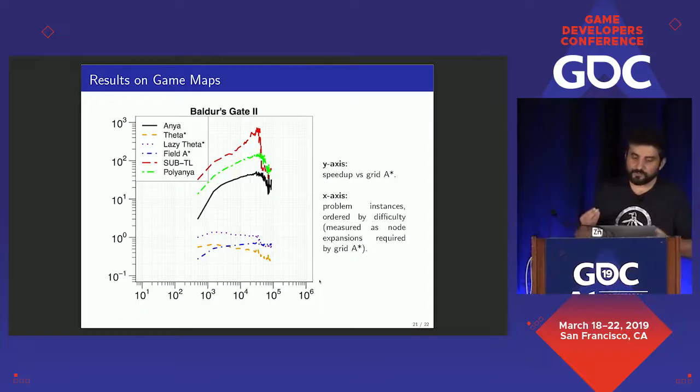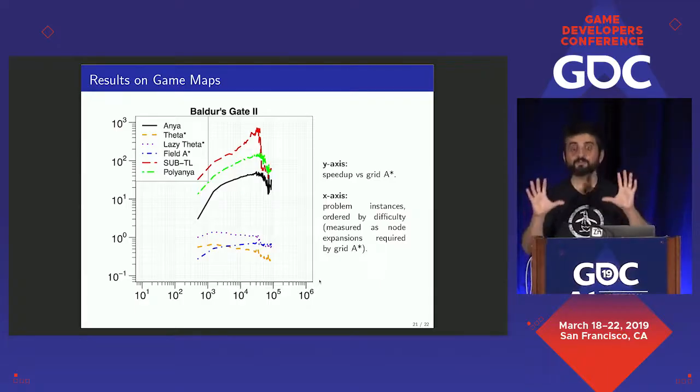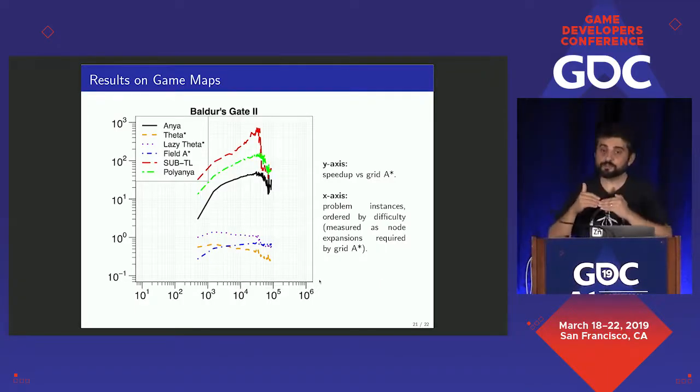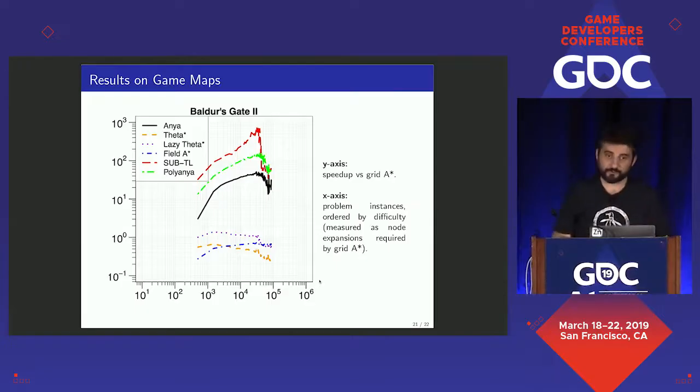Okay? So what we see on this set of maps from Baldur's Gate 2 is that Polyanya can be several times faster than Anya, right? So we've got these lovely big rectangles, these lovely big polygons, and they allow us in a single operation to jump a very big distance, whereas Anya would have had to go row by row by row by row, okay? So that's why we see a nice improvement here.